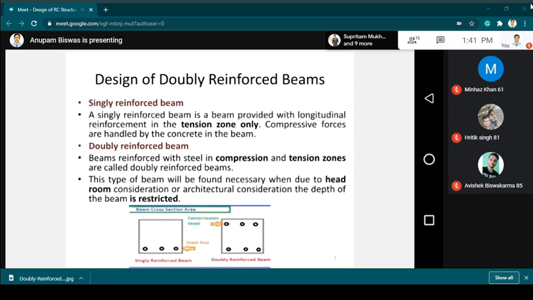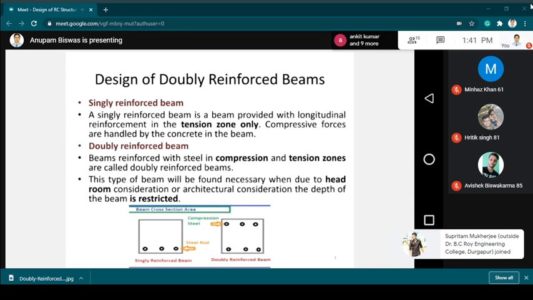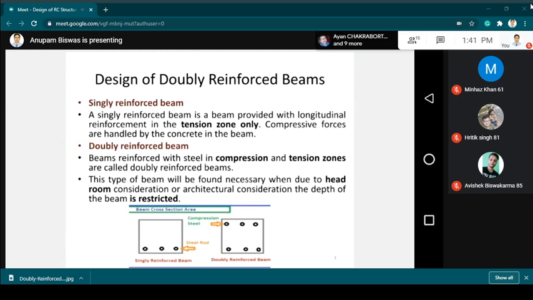Now the question comes: why are we dealing with the doubly reinforced beam? Why is reinforcement to be provided in both the tension and compression zone? Why is it necessary? Because we know that the tension is taken by the steel reinforcement, but concrete is capable of taking compression. So why reinforce the compression zone also? This is the question that may arise.